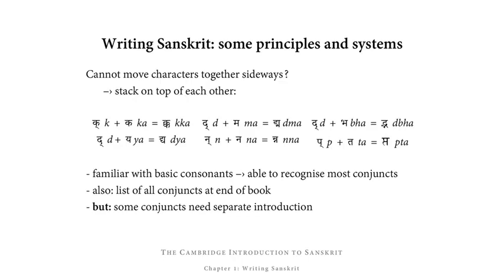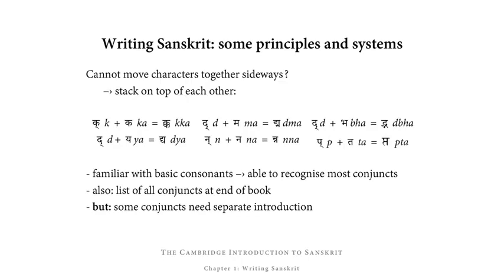I've given you a couple of other examples. Dya is actually really annoying because it's a little difficult to recognize this new combination of consonants, this new conjunct consonant. N plus na, giving you nna, and p plus ta, giving you pta. Pta is a very nice example of consonants that are actually just very straightforwardly stacked on top of each other.